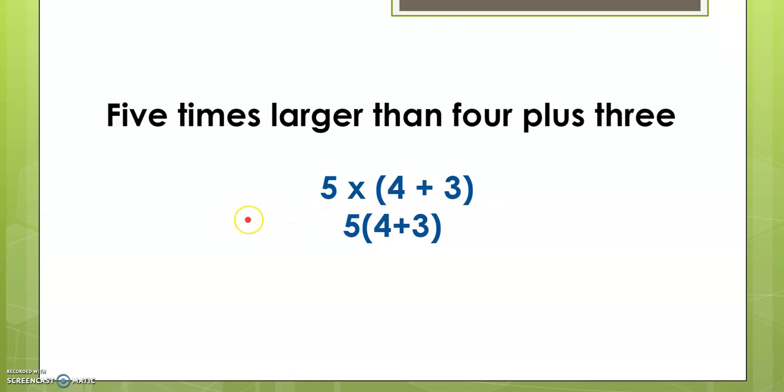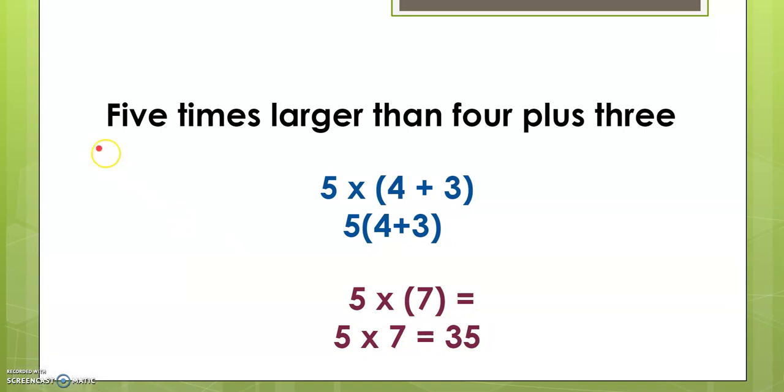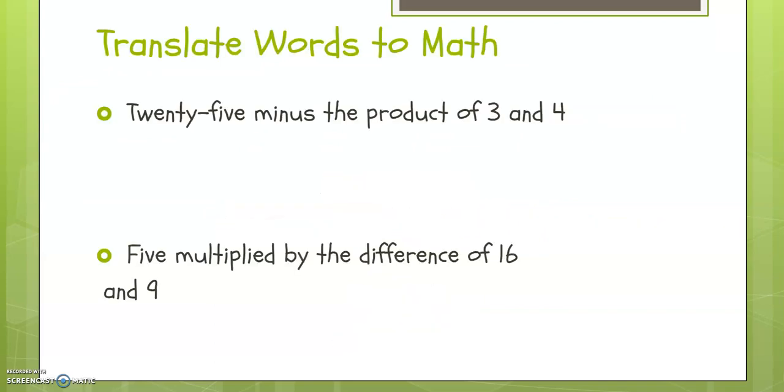So if I need to solve for the equation, I need to have an equal sign. So I would have 5 times 4 plus 3. I would have 5 times 7 equals 35. So I took it from word form and I wrote an expression. Go ahead and translate these words into a math expression.